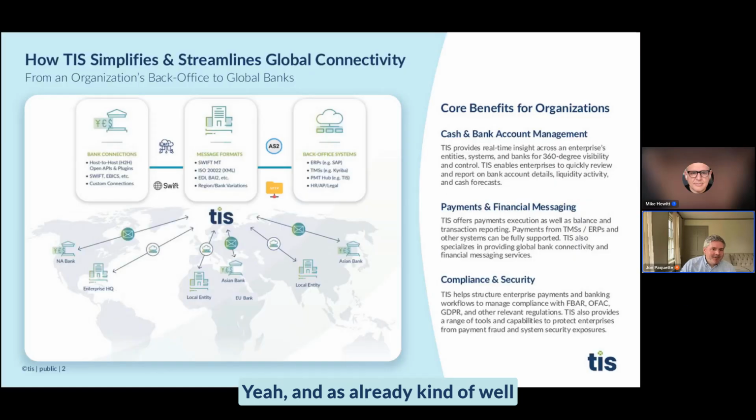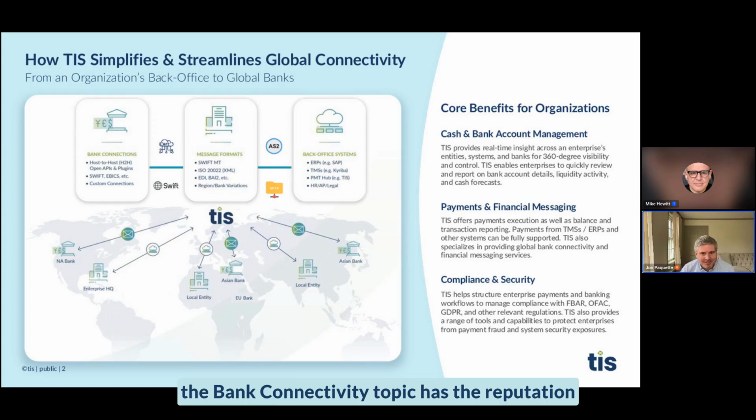Yeah, and as already well discussed, I think, by some of the other presenters, the bank connectivity topic has the reputation of being a complex and painful process. And really, why is that? From the TIS standpoint, we really think it's this layered complexity, right?